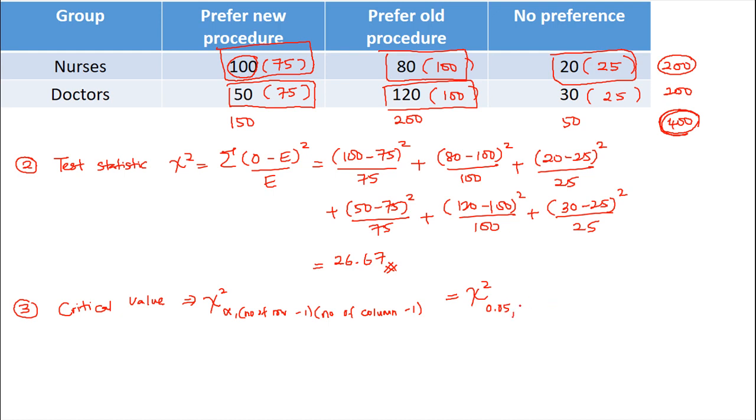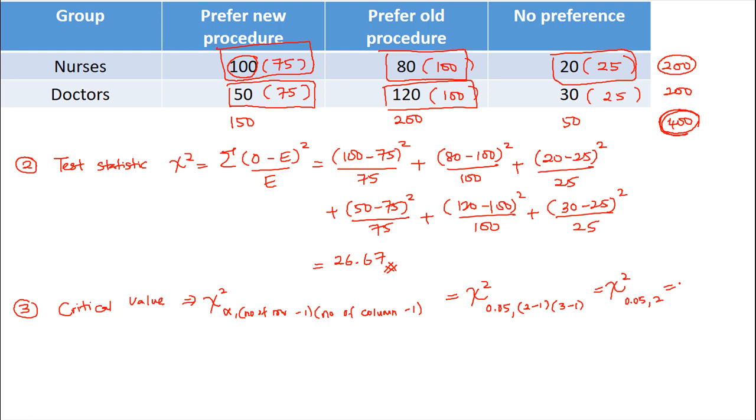The number of rows is 2, so 2 minus 1 is 1, multiplied by the number of columns, which is 3, so 3 minus 1 is 2. So 1 multiplied by 2 is 2. Now we have to refer to the chi-square distribution table with alpha 0.05 and degree of freedom 2.